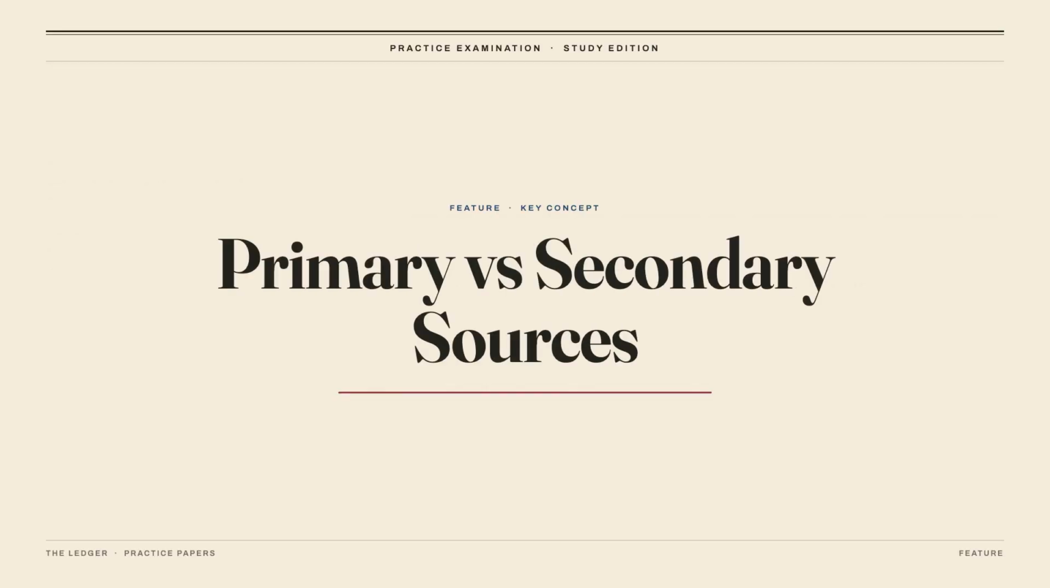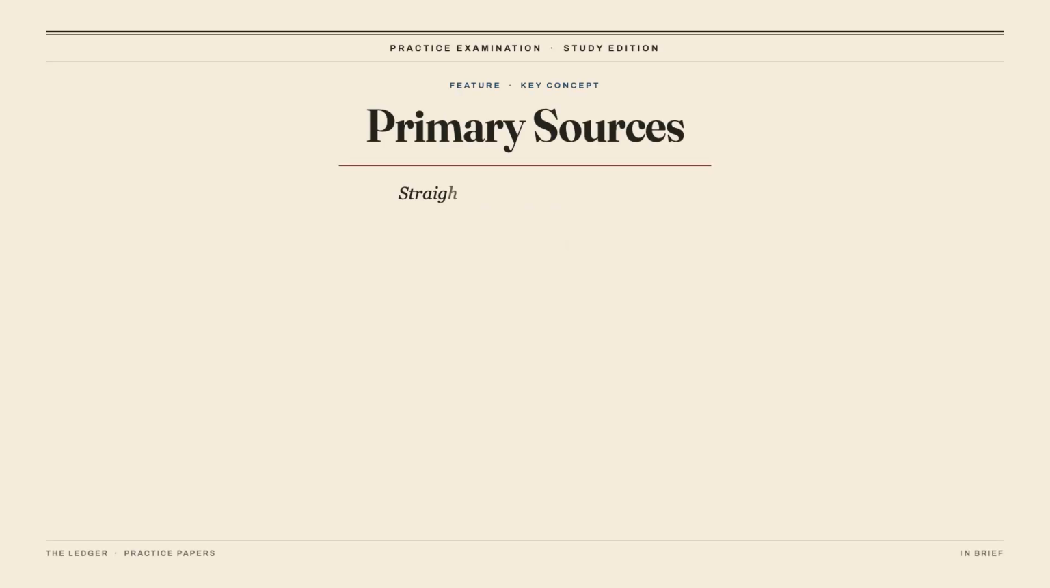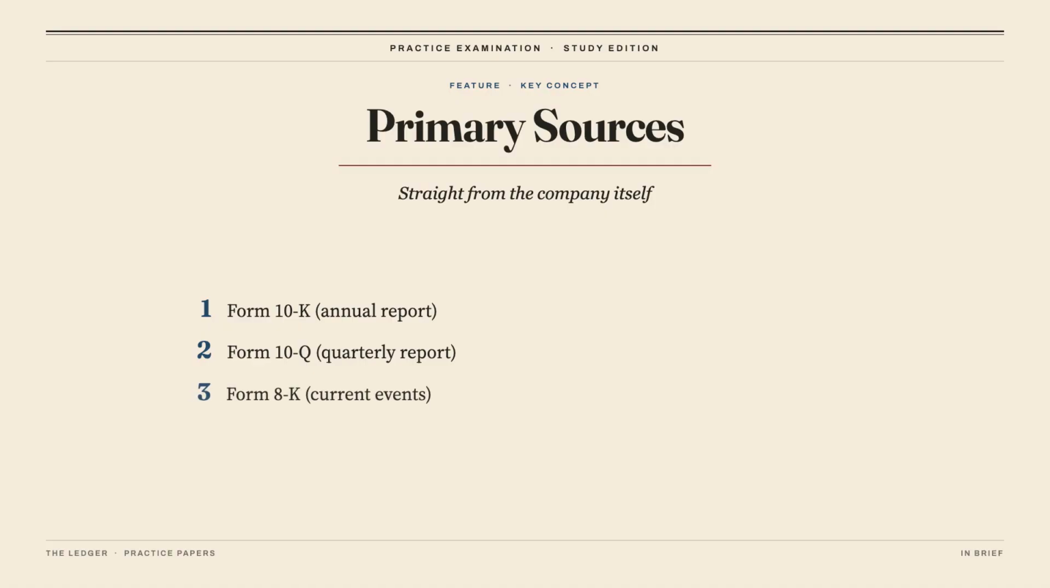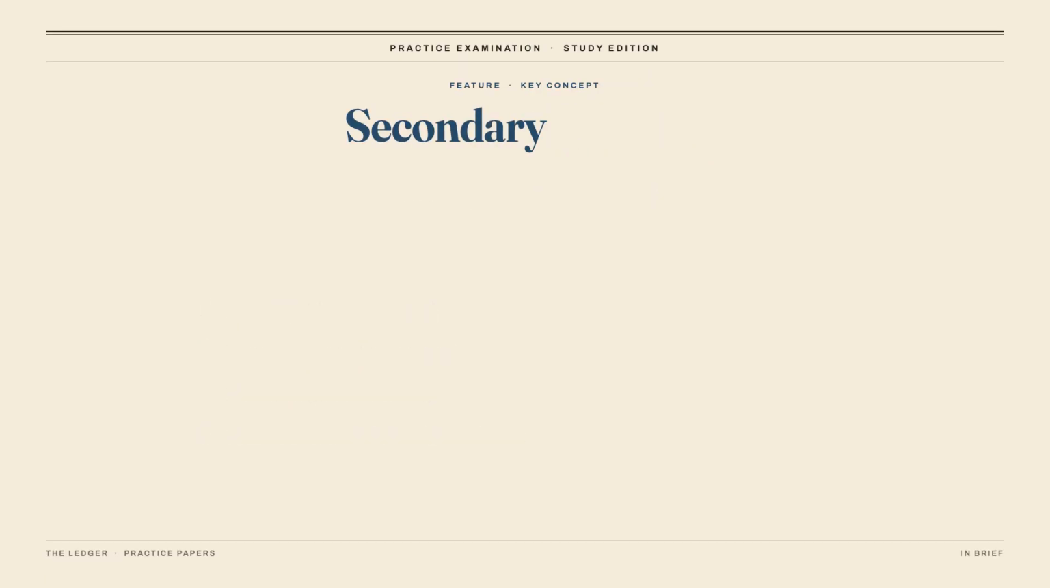Every analysis rests on information, and that information splits into two kinds based on who produced it: primary sources and secondary sources. Getting this sorting right matters because the two carry different authority and are used differently. Primary sources are the company's own filings and communications. The annual report, or Form 10-K, is the cornerstone, updated through the year by the Form 10-Q, with current events disclosed on Form 8-K, alongside proxy statements and earnings releases. Each comes directly from the company itself.